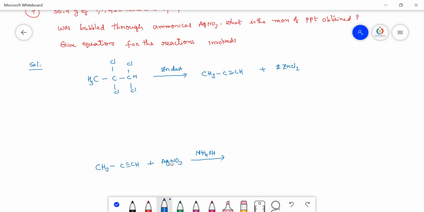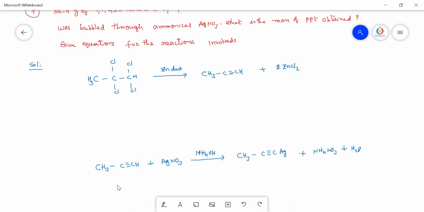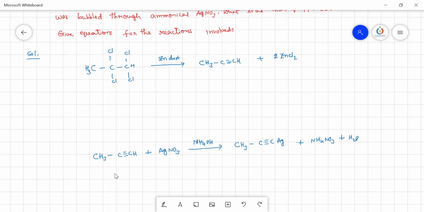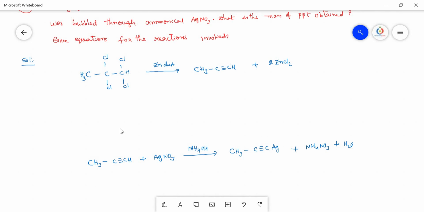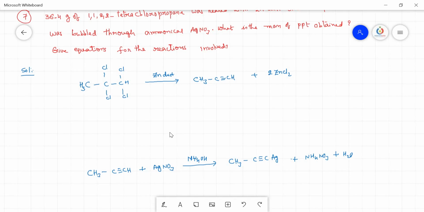This terminal alkyne reacts with ammoniacal silver nitrate and gives the white PPT, silver propynide. So silver propynide is the molecule, and the remaining byproducts, ammonium nitrate and H2, are not necessary for us. These are the equations involved in this reaction, but they are asking what is the mass of this product obtained.